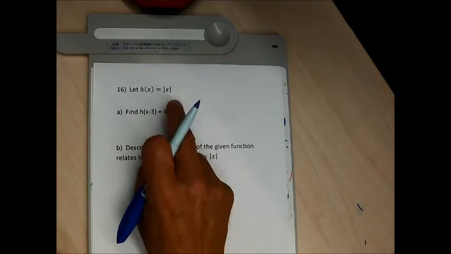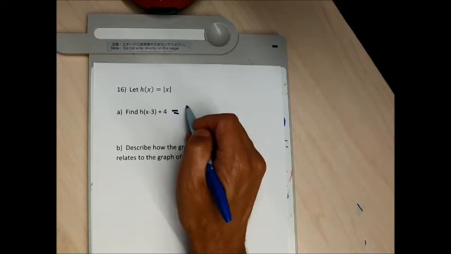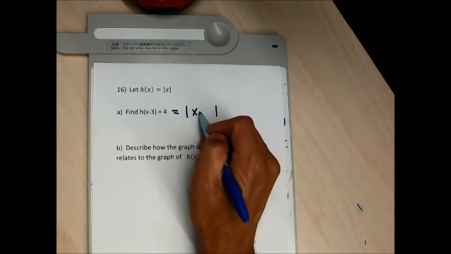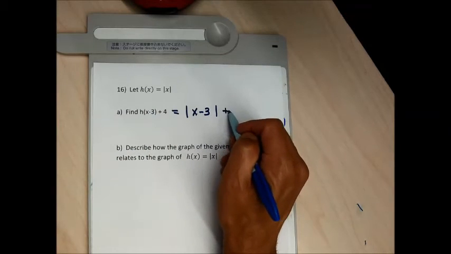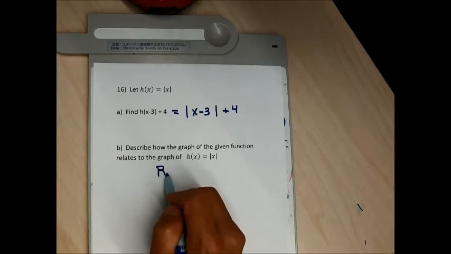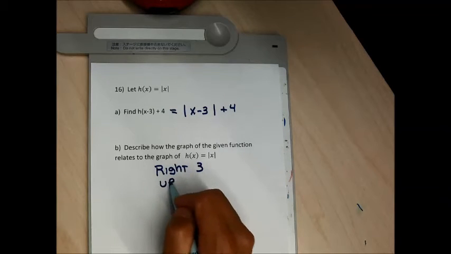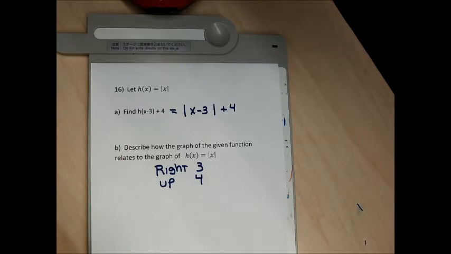16 gives me h of x equals the absolute value of x. First, I need to find h of x minus 3 plus 4. Because a minus is inside the parentheses, it's going to wind up going under the absolute value. The absolute value is working like the parentheses in this problem when I'm going to find each function. And the plus 4 is going to go afterwards. The minus inside the absolute value is going to shift the graph to the right 3 units. The plus after the function is going to move the graph up 4 units. And this is kind of how I write my answers, real primitively. I don't take the time to write a lot of words in my answer for these shiftings.